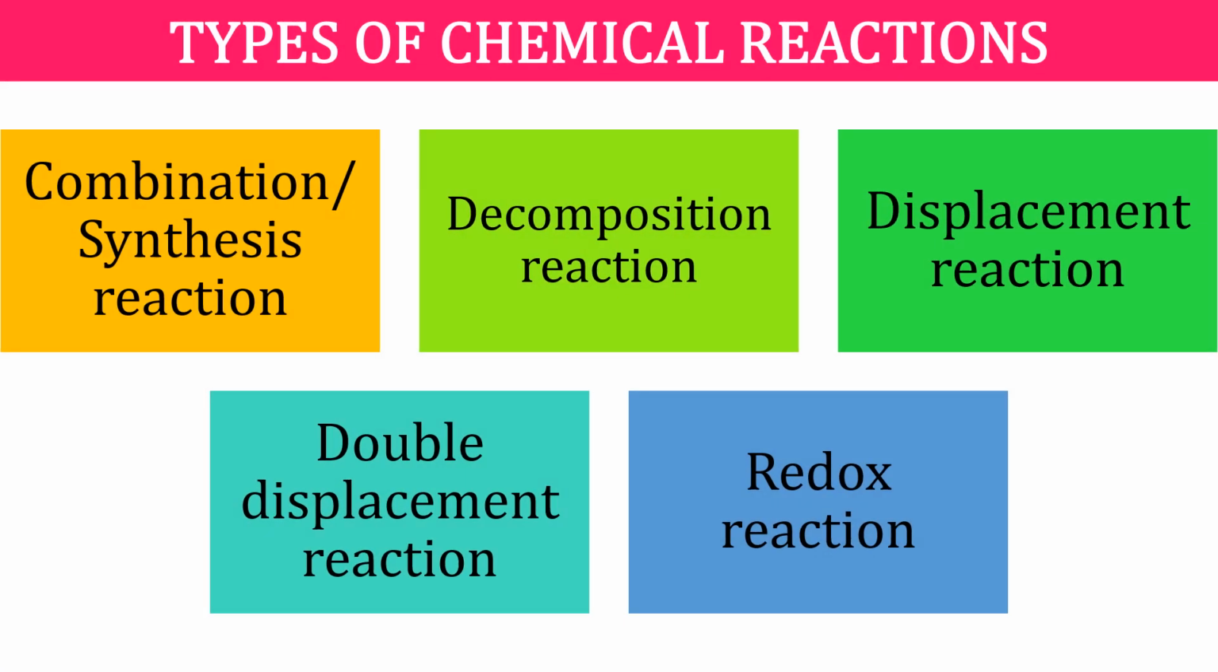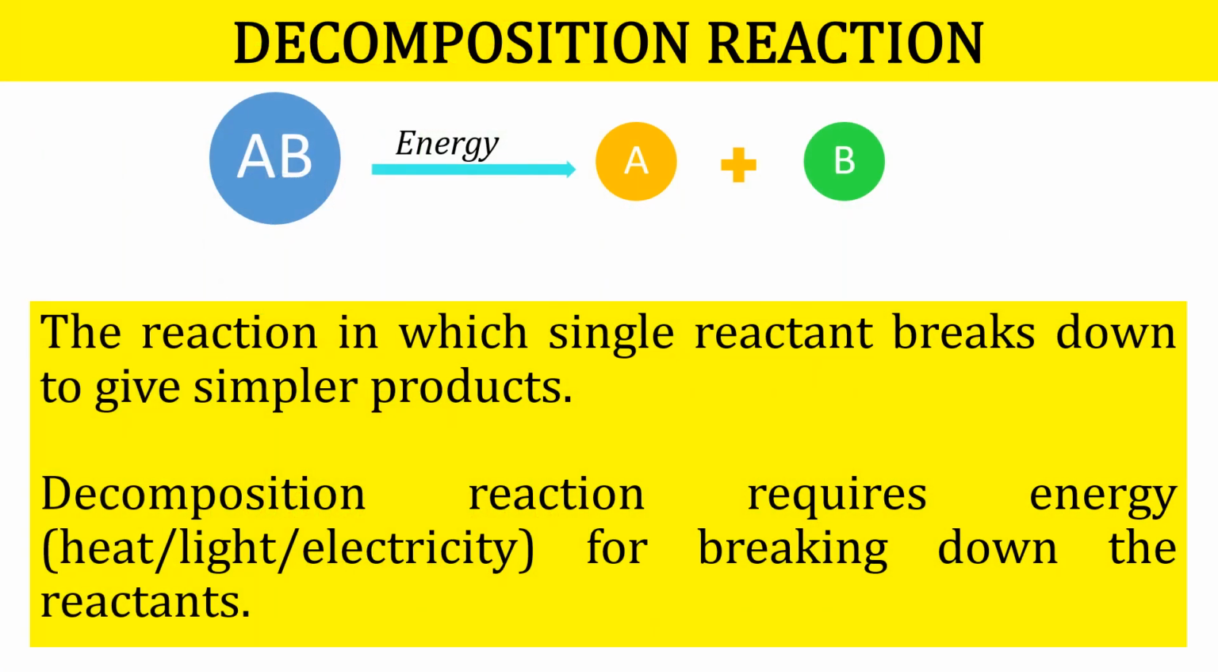The different types of chemical reactions we are going to learn in this lesson are combination or synthesis reaction, decomposition reaction, displacement reaction, double displacement reaction, and redox reaction. In the previous video, we have learnt about combination reaction. Today, let's learn decomposition reaction.